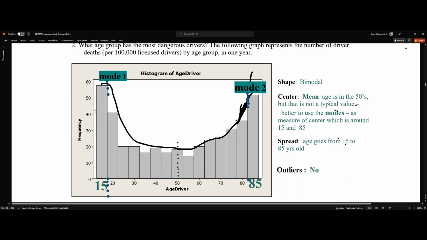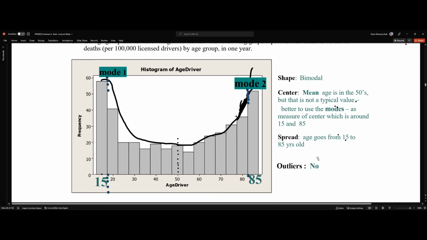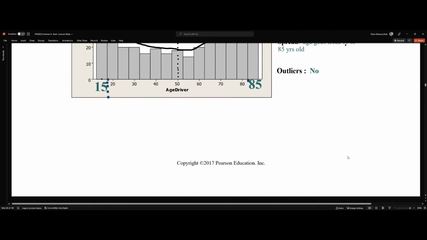And because this is mode 1, which is equal to 15, and this is mode 2, which is equal to 85. And there are no outliers, which is clear, and the spread starts from here up to here as a set, and the center is around here. But instead of the mean, it's better to use the modes as the measure of center. So yeah, this is the second example.